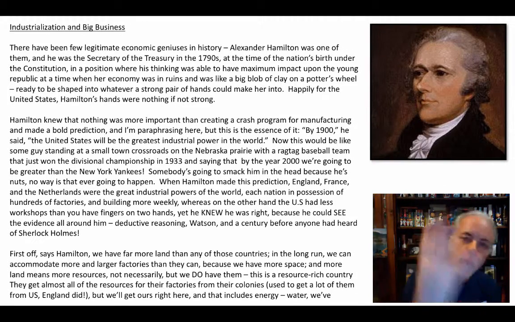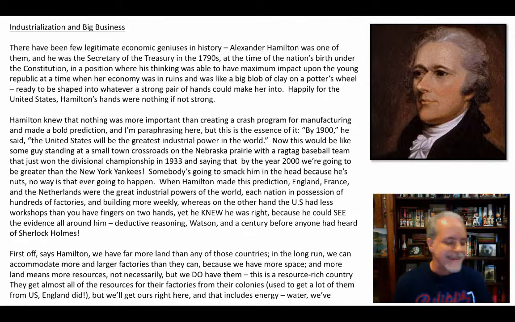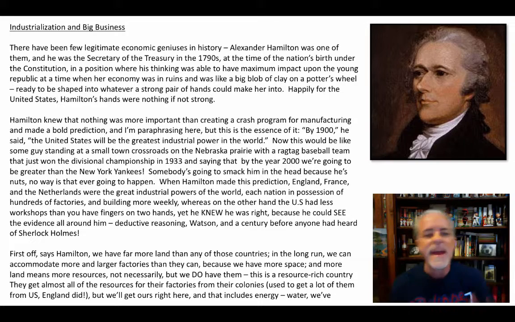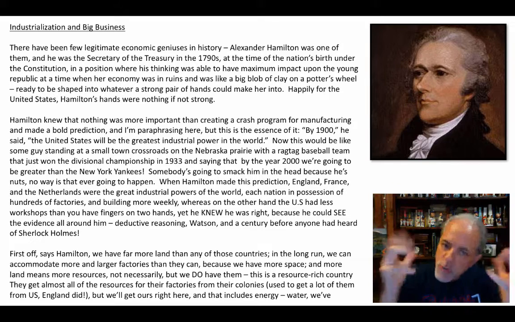Now, the fourth theme, quattro, industrialization and big business. There have been few legitimate economic geniuses in history. Alexander Hamilton was one of them, and he was the Secretary of the Treasury in the 1790s, at the time of the nation's birth under the Constitution, in a position where his thinking was able to have maximum impact upon the young republic at a time when her economy was in ruins and was like a big blob of clay on a potter's wheel, ready to be shaped into whatever a strong pair of hands could make her into. Happily for the United States, Hamilton's hands were nothing if not strong.